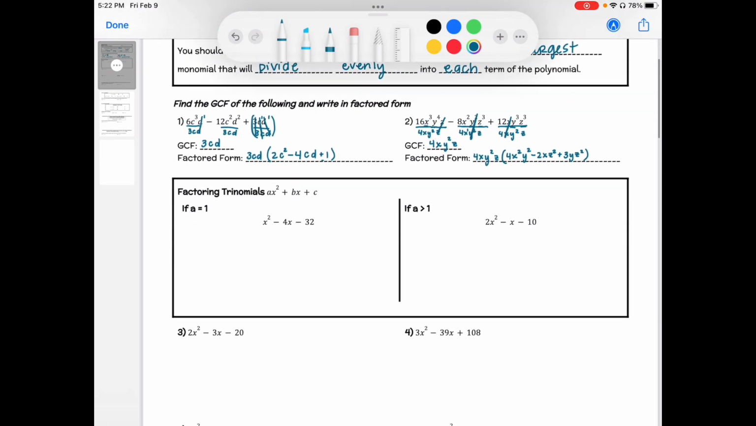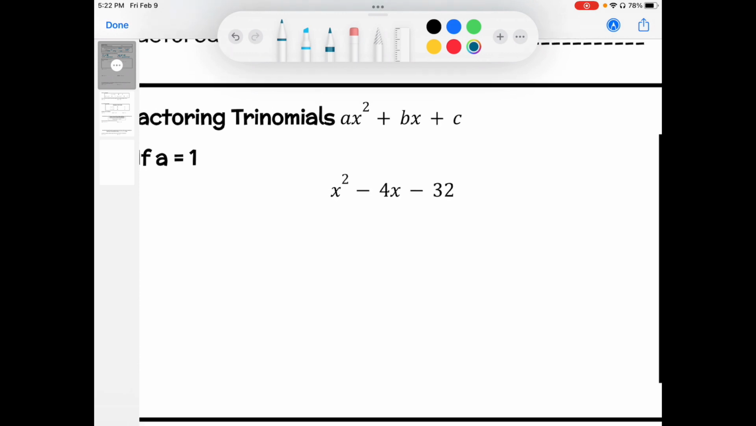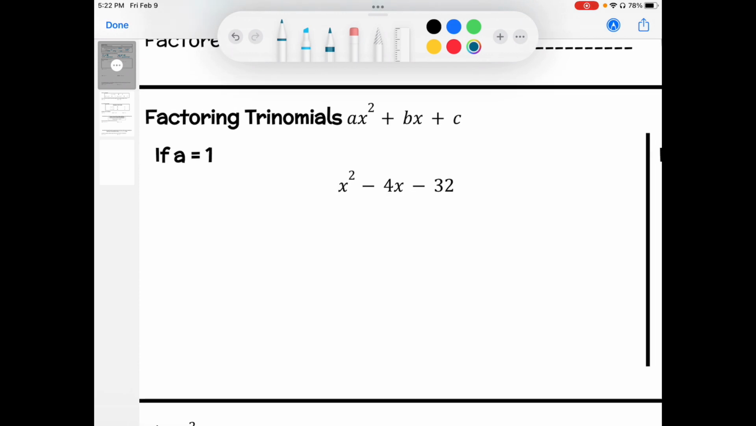Okay, so once we do that, now we need to refresh on how do we factor a trinomial. So this is where if a equals 1, we can use our shortcut. So remember, a is the number in front of the x squared. So I'm going to go ahead and write my negative 32 over here. We're trying to figure out what multiplies to negative 32 and adds to negative 4.